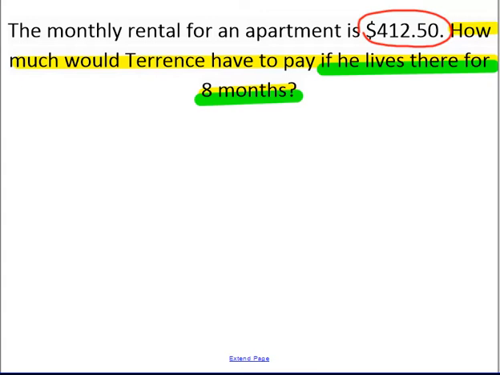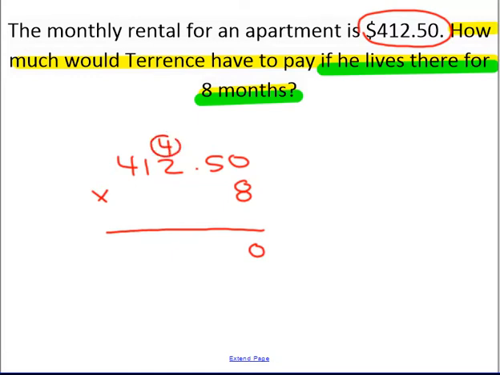Now, I could do $412.50 plus $412.50 plus $412.50, and I could do that 8 times. But repeated addition is multiplication. So I'm going to do $412.50 times 8 for the 8 months. 8 times 0 is 0. 8 times 5 is 40, so carry the 4. Put the 0 here. Ignore the decimal when we multiply. 8 times 2 is 16, plus 4 is 20.